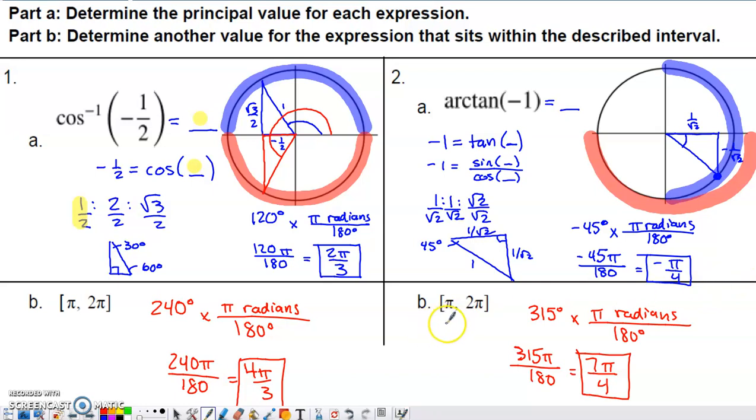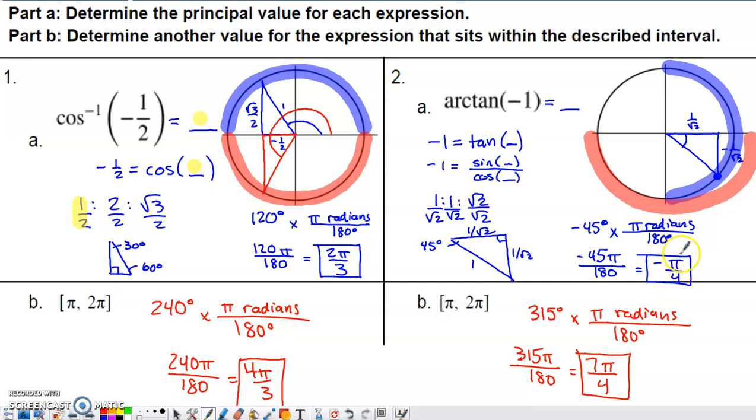Part B says, all right, now find an answer that sits between pi and 2 pi. So I still want tangent to equal negative 1. I have to find an angle where tangent equals negative 1 that falls between this set of angles. So what I did is I highlighted that set of angles. Pi is over here on the unit circle. 2 pi is over here on the unit circle. Highlighted that set of angles in red along the outside of the circle. So I did have this little section of overlap between where I had to look for part A and where I had to look for part B.